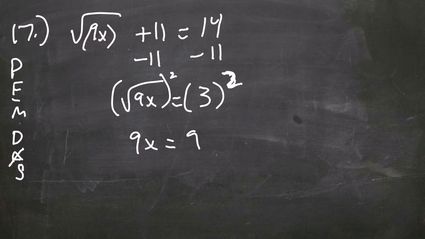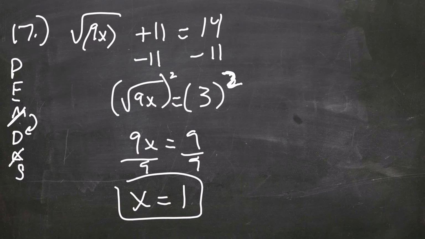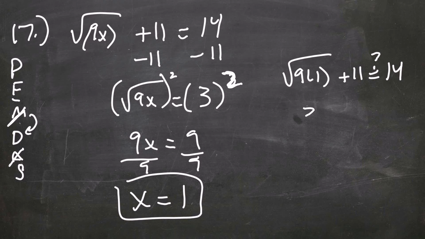Now I look and see, I have multiplication. How do I get rid of multiplication? Division. That's why I divide both sides by 9. I get x equals 1. I don't know if that's true yet. I have to check my work. So I say the square root of 9 times 1 plus 11. Does that equal 14? 9 times 1 is 9. So the square root of 9 is 3. 3 plus 11. Does that equal 14? It does. So that means that's a good answer. And that's it for 17.